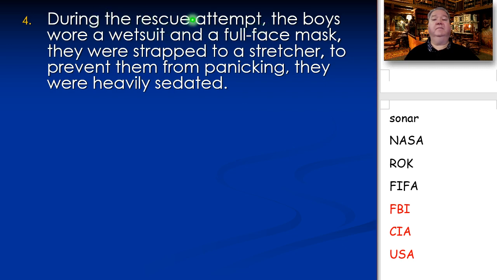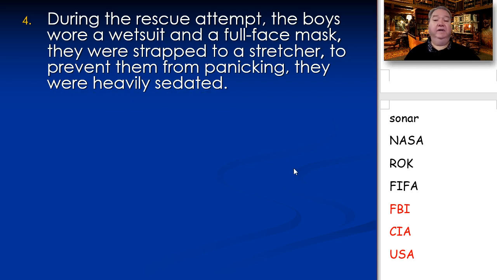During the rescue attempt. That's a dependent clause. It's like a time phrase. The boys wore a wetsuit and a full face mask. This is a sentence. They were strapped to a stretcher. That's a sentence. To prevent them from panicking, that's a dependent clause. They were heavily sedated. That's an independent clause. That's a sentence. So how do we fix this?